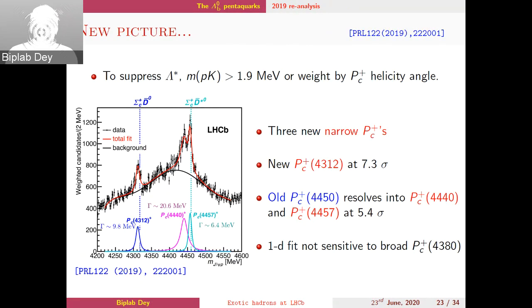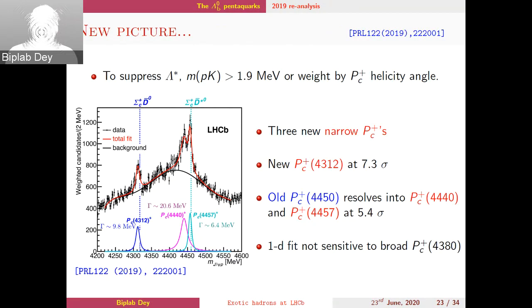So the new picture is that, again, to suppress Lambda star, you can do two things. One is that you place a cut on Lambda star mass, or, I don't want to go into the details because of time, there's a method where you reweight using 1/cos theta, where theta is the helicity angle, but it's sort of the same effect. Okay, so once you try to suppress the dominant Lambda stars, there are two main results.